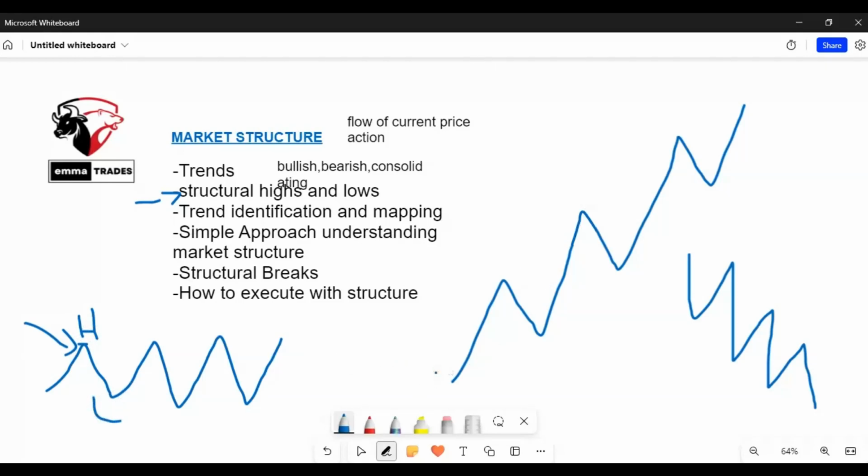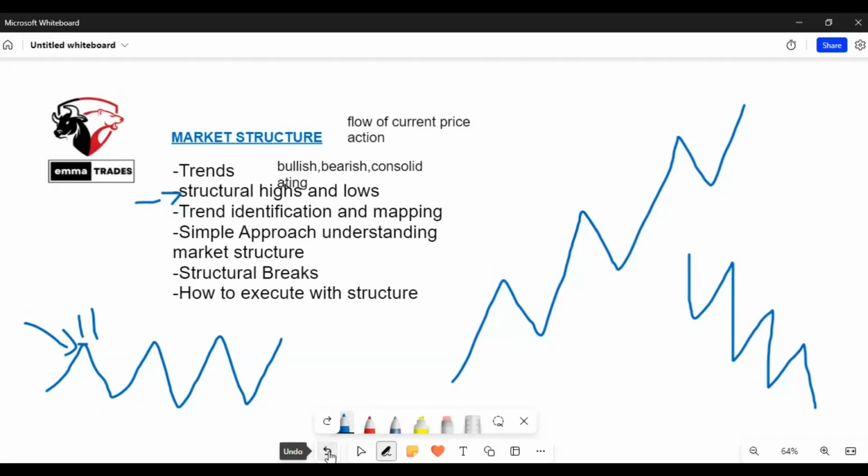If we are trending upwards, we come from a low, we create a high, right? A low, a high, a low, a high, right? Similarly, when you're going downwards, you come from a high, then you create a low, then we have a high, then we have a low. So that's basically what we mean by structure highs and lows, right?